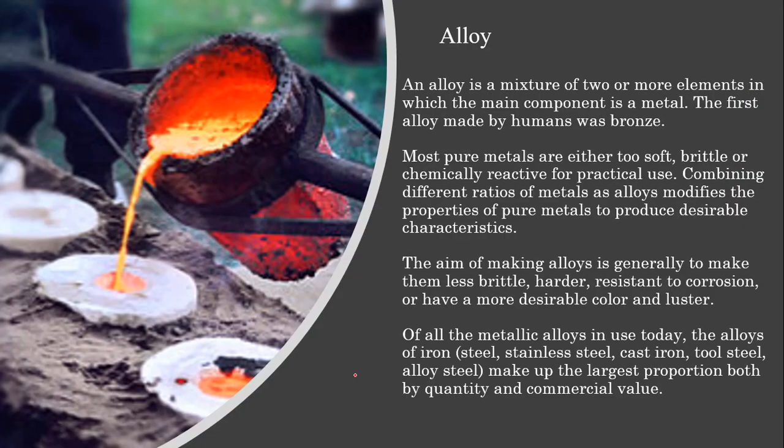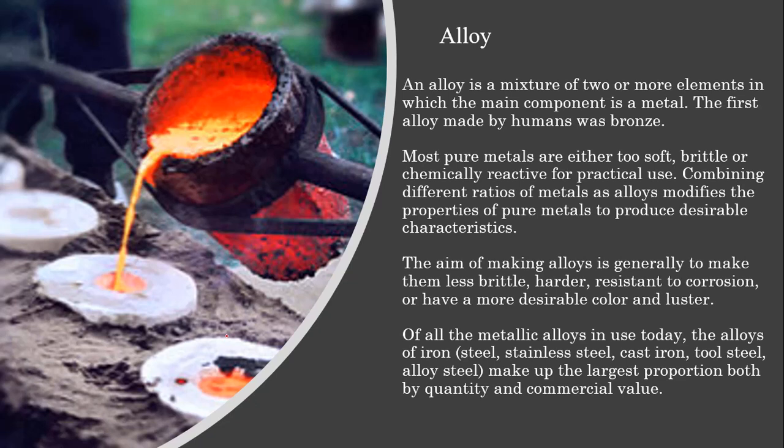Now the next term is alloy. So alloy is a mixture of two or more elements in which the main component is a metal. The first alloy made by humans was bronze. We all know the bronze. We have seen it in the Olympics, where players are awarded with bronze medals. So this bronze is nothing but an alloy.